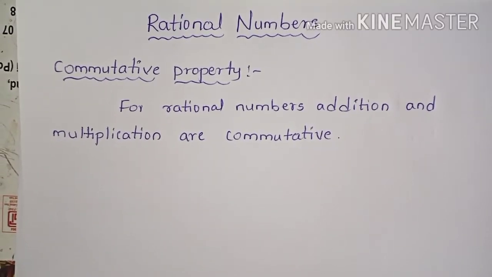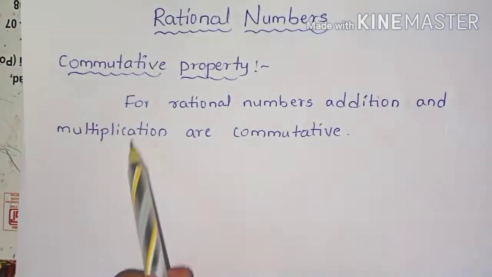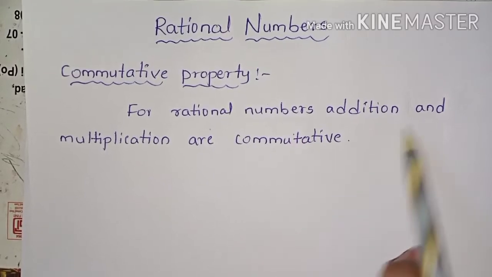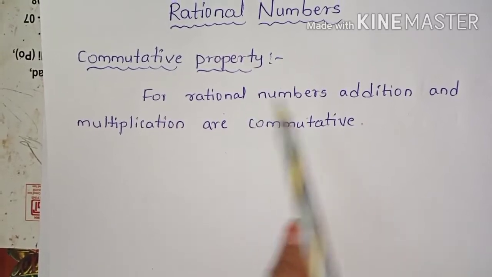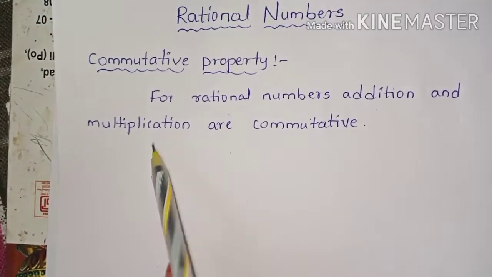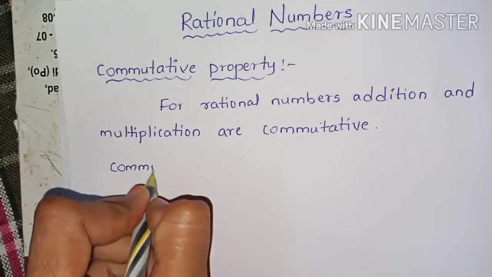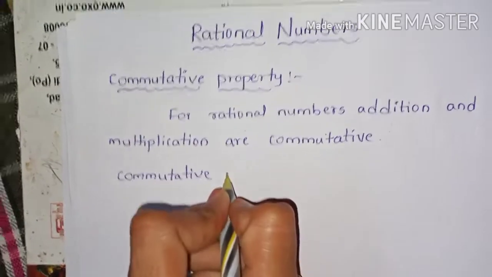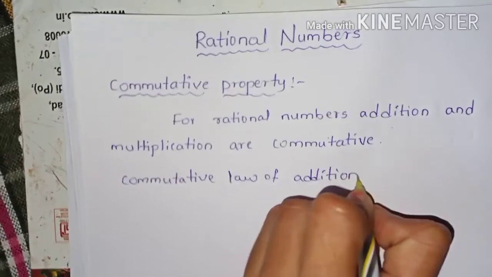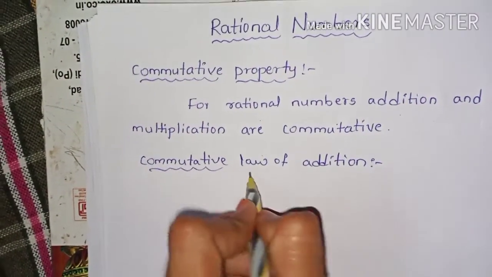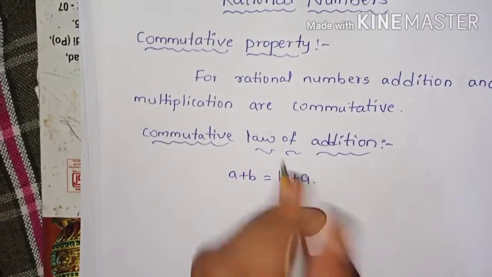Yesterday we discussed closure property. Today, commutative property. For rational numbers, addition and multiplication are commutative. Commutative law of addition. What is the commutative law of addition? A plus B is equal to B plus A.